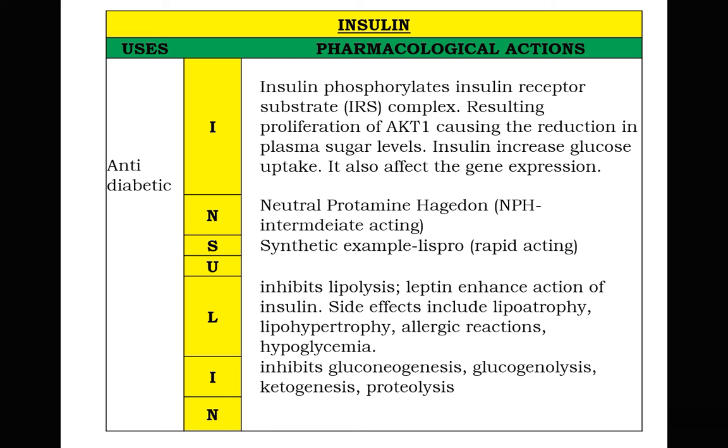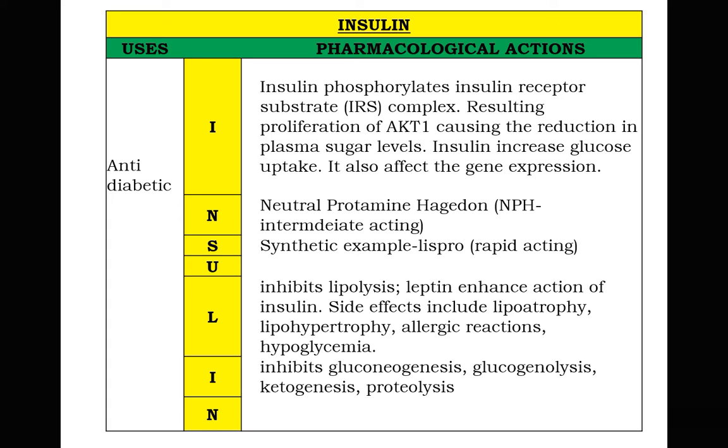Then N, neutral protamine hagedorn, which is an important drug. A synthetic example of insulin is lispro. Lispro is a very rapid acting drug. It inhibits lipolysis. Leptin enhances the actions of insulin.